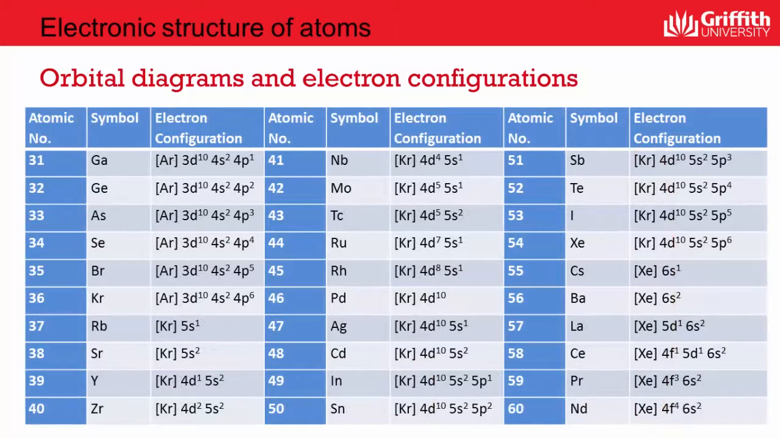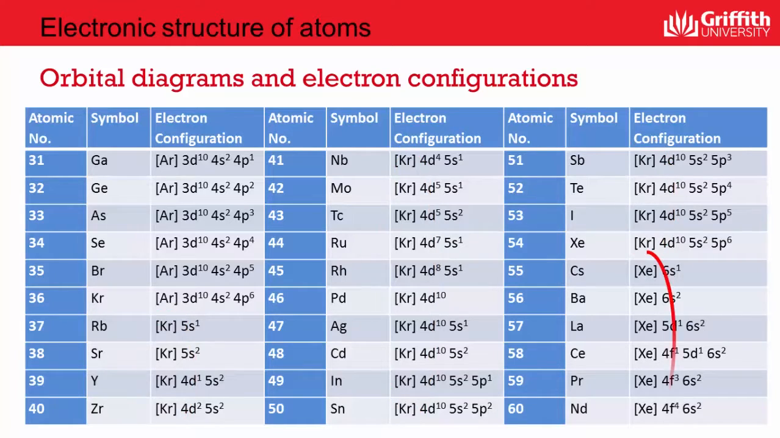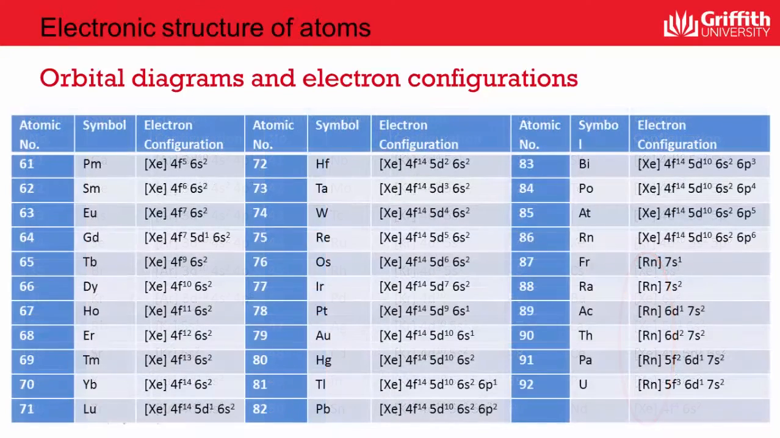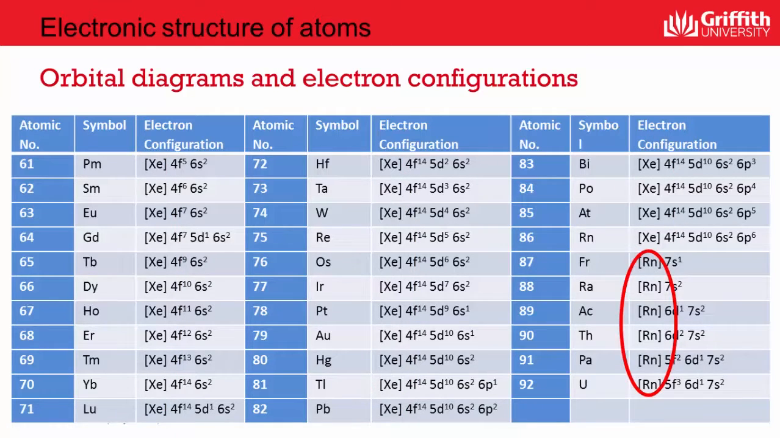We can go from elements 31 through to 60, and we can see that krypton is being used. That's the next noble gas in the series. And we can even see xenon is being used for those elements 55 through 60. We can look at the condensed electron configurations for elements 61 through to the last of the naturally occurring ones, uranium at 92. And again, we can see xenon being used in square brackets there, and then radon gets used for the last of the naturally occurring elements there.